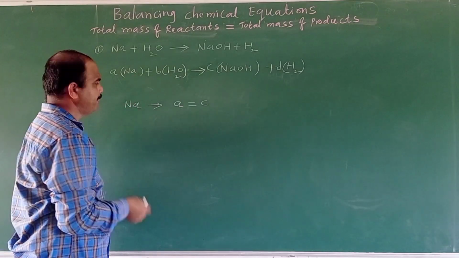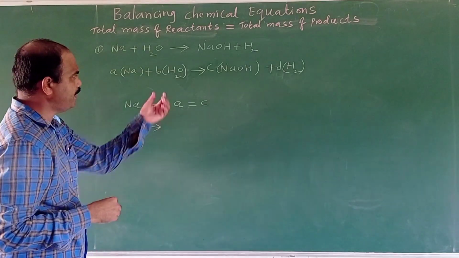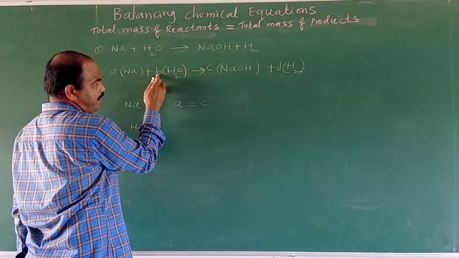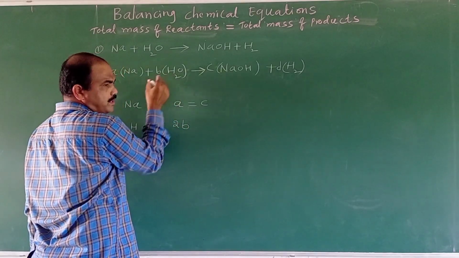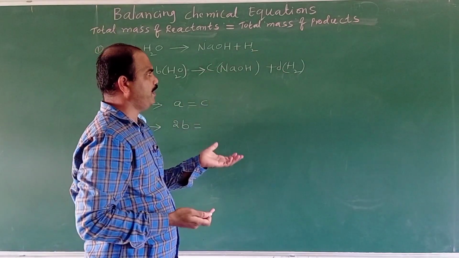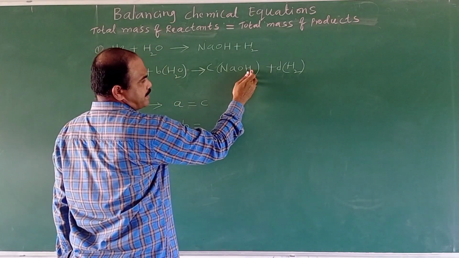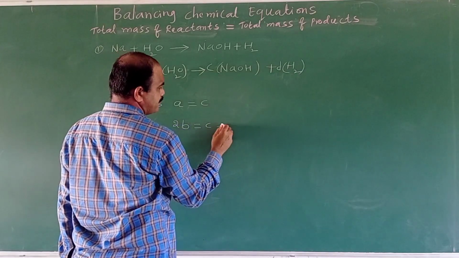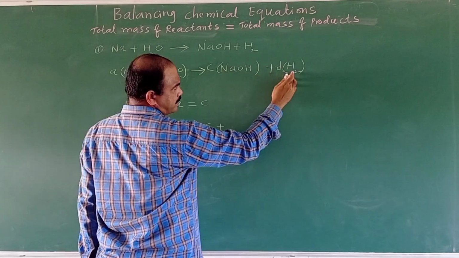And now coming to the hydrogen. Here H2 is there, and this 2 is multiplied with B, then you get 2B, and 2B number of hydrogen atoms participate in the reaction. After that, how many hydrogen atoms are produced in the products? This one is there, one hydrogen, so 1 into C, and next plus. How many hydrogen atoms are there in this product? This 2 into D, 2D.